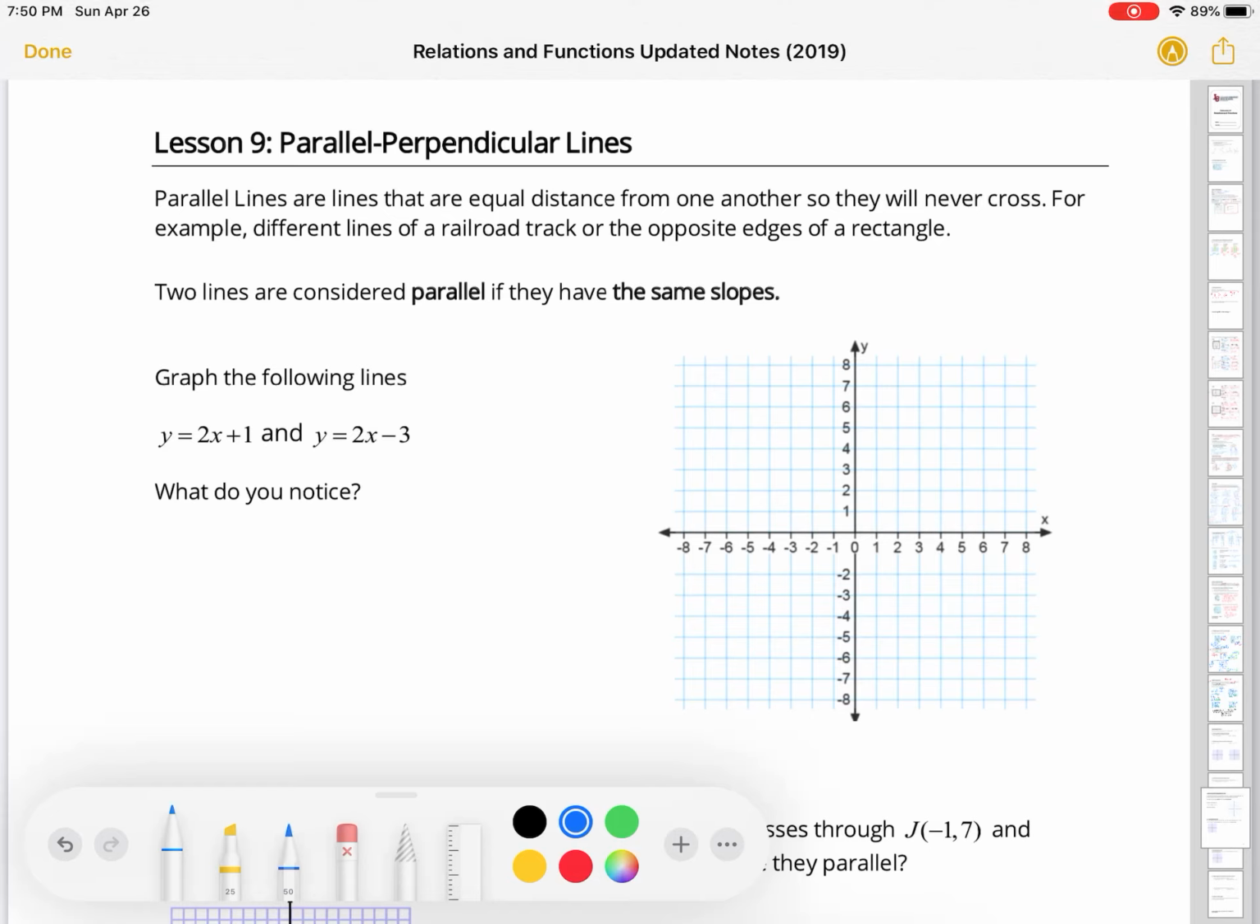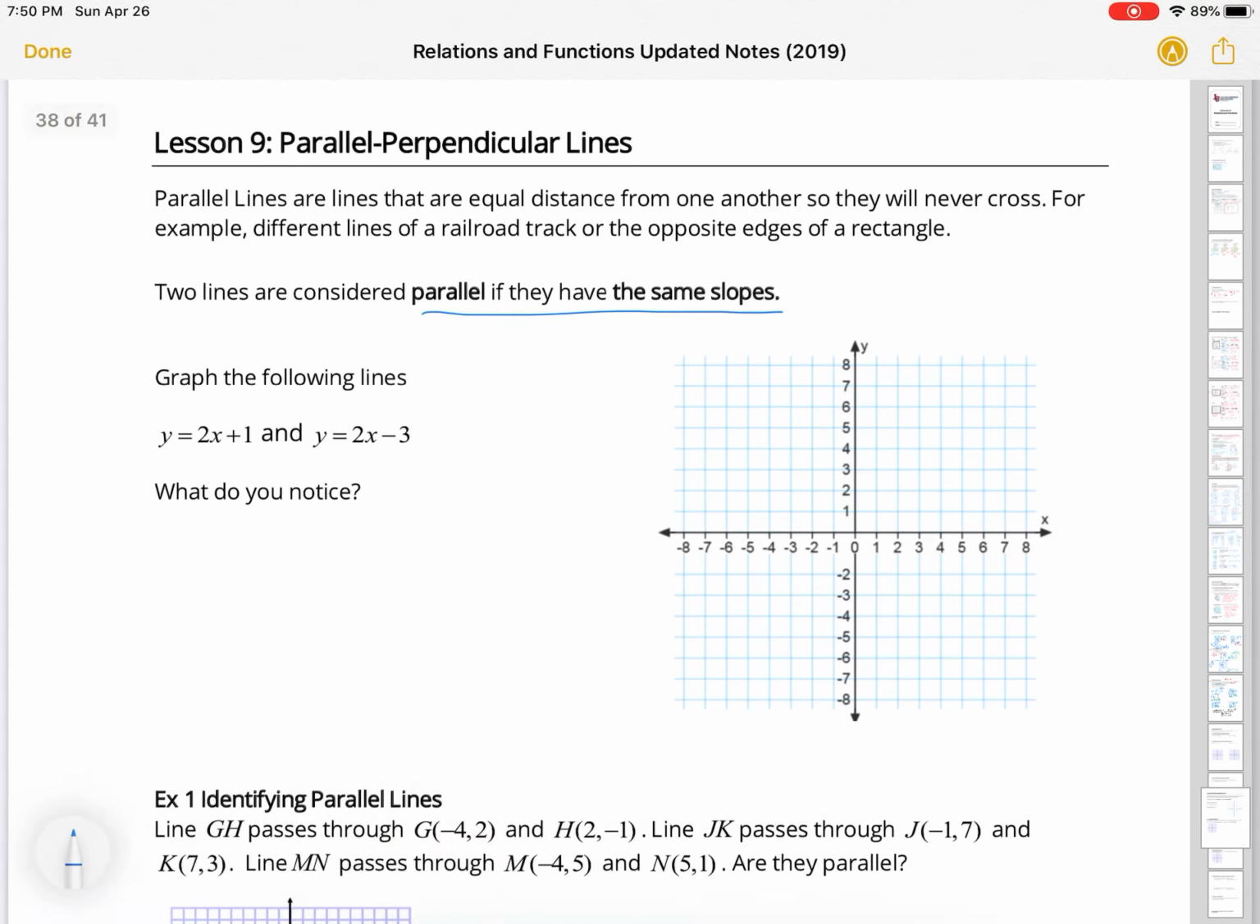So let's talk a bit. Now we know what parallel and perpendicular lines are. Parallel lines are two lines that have the same slopes. So we're looking at two lines, they would have the same slopes. They would be parallel lines like train tracks, that sort of thing.